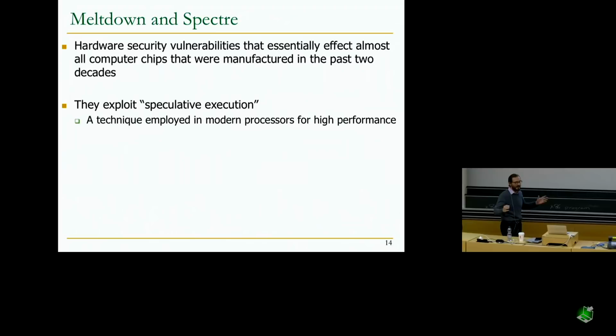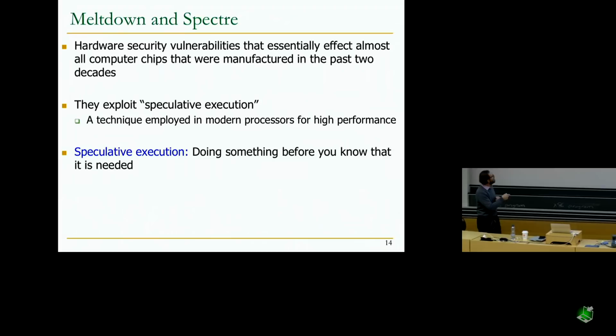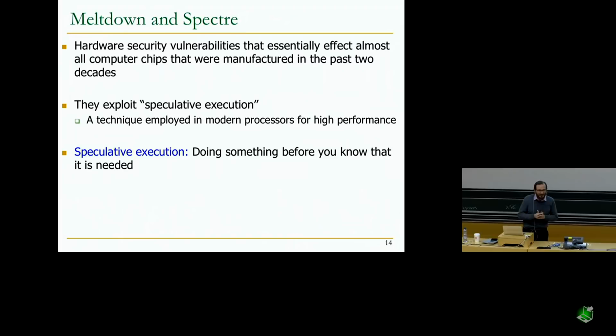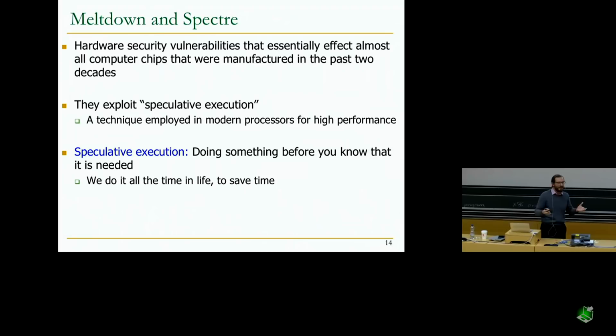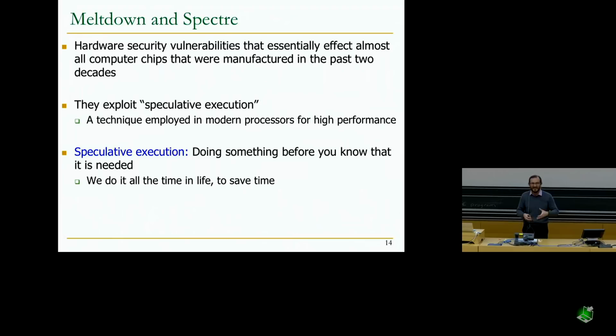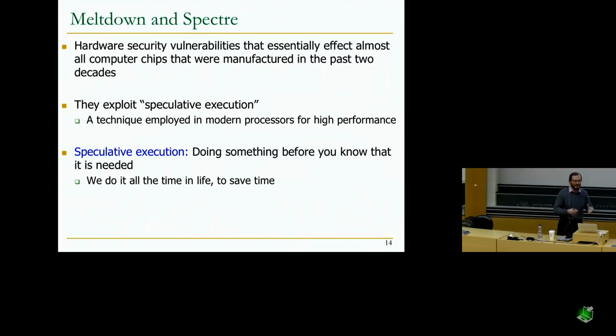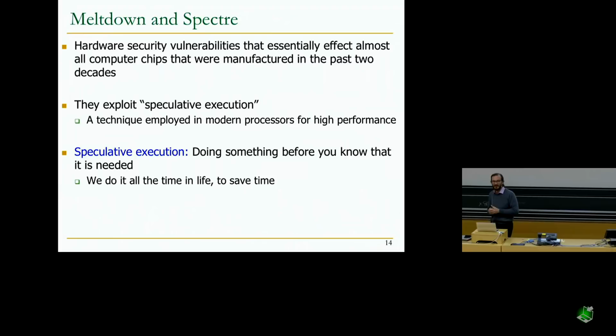In the most general sense, it's doing something before you know that something is really needed. Right? And we do it all the time in life, to save time. For example, if I'm going on a trip that spans 2 weeks, and I don't fully know exactly what I'm supposed to wear over there, I pack a lot of things, speculatively. Or if I don't know the weather, maybe I pack my raincoat as well as my ski pants, many things at the same time. That's speculative execution for you. You guess what might happen, and you act based on that guess.